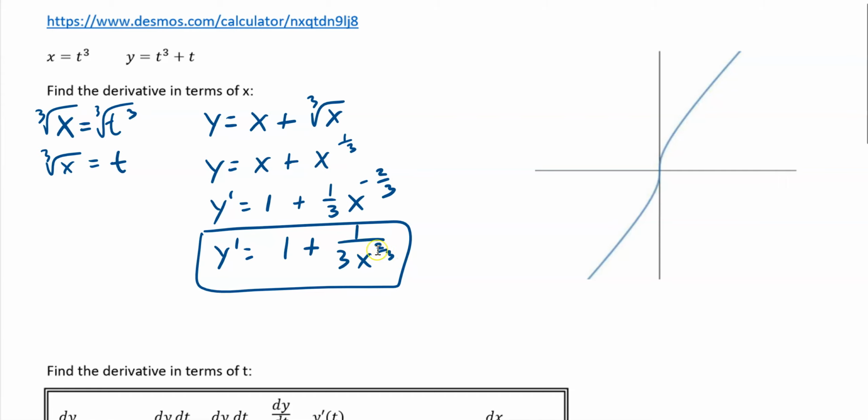So that is our derivative. And so you can see we have a square on that x, which means this is always positive. So it's always increasing. And right there is our vertical tangent at x equals 0.